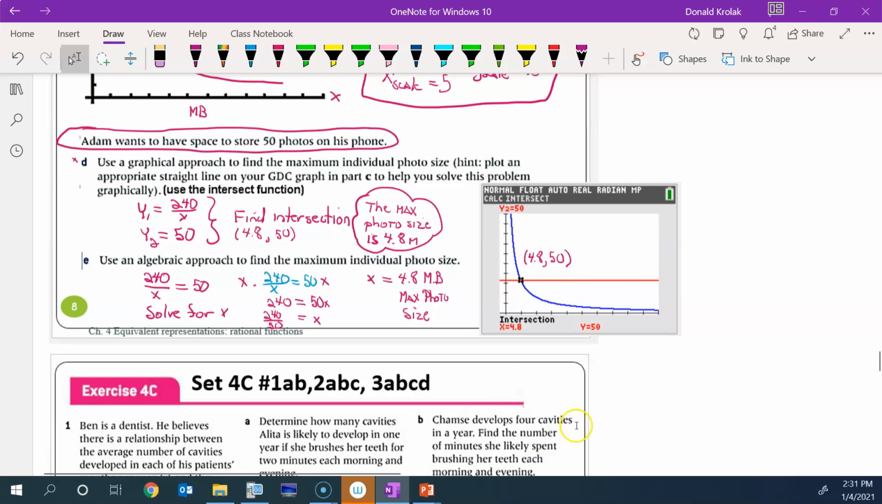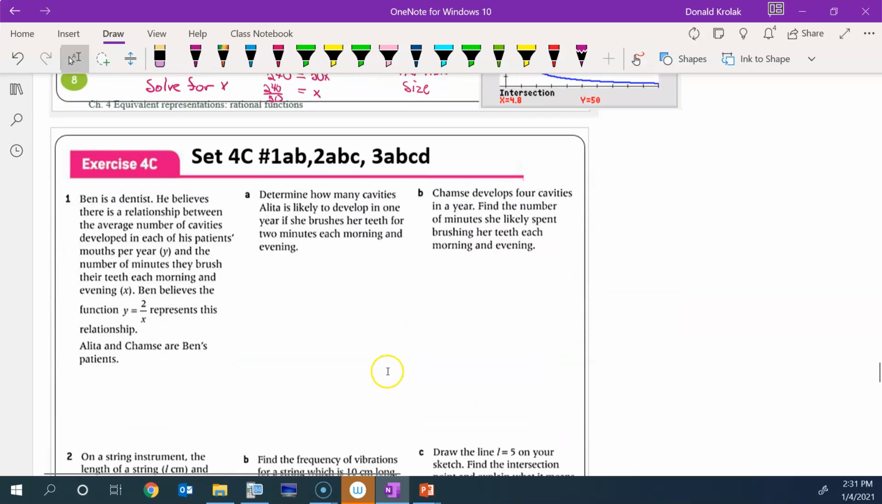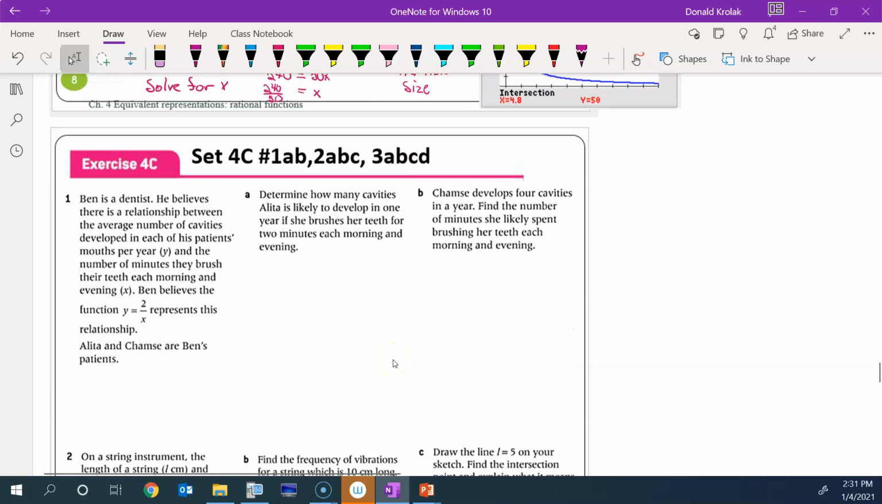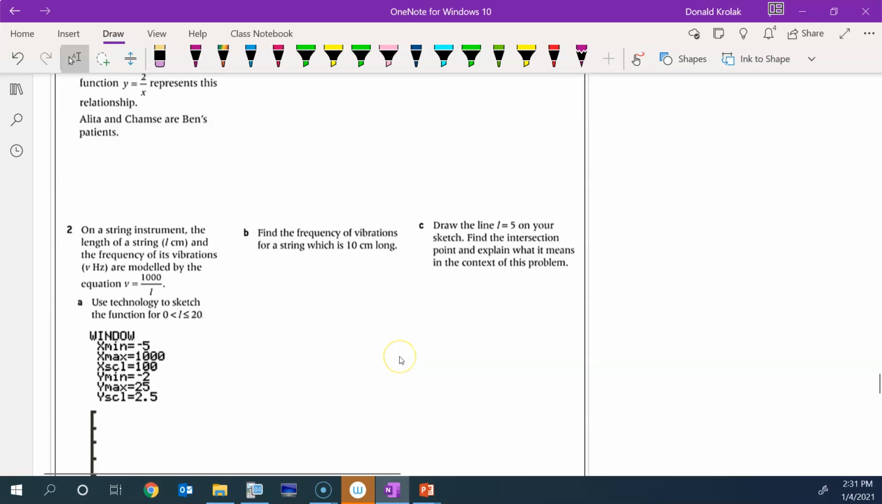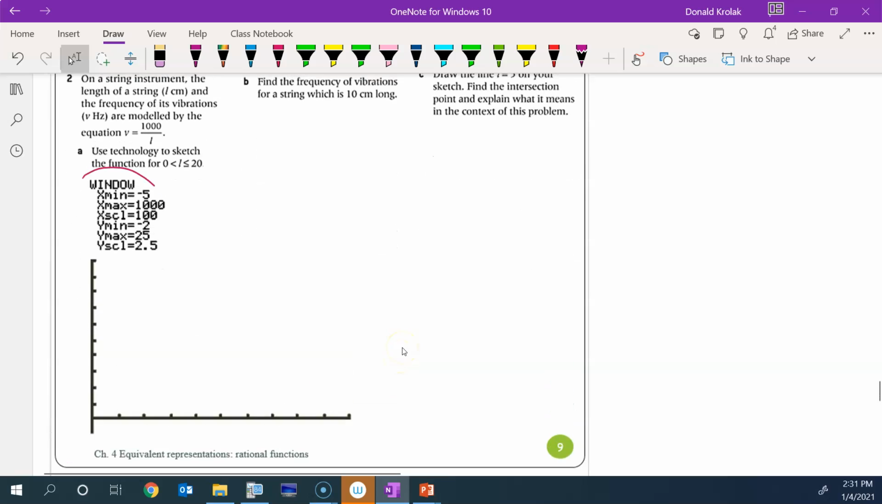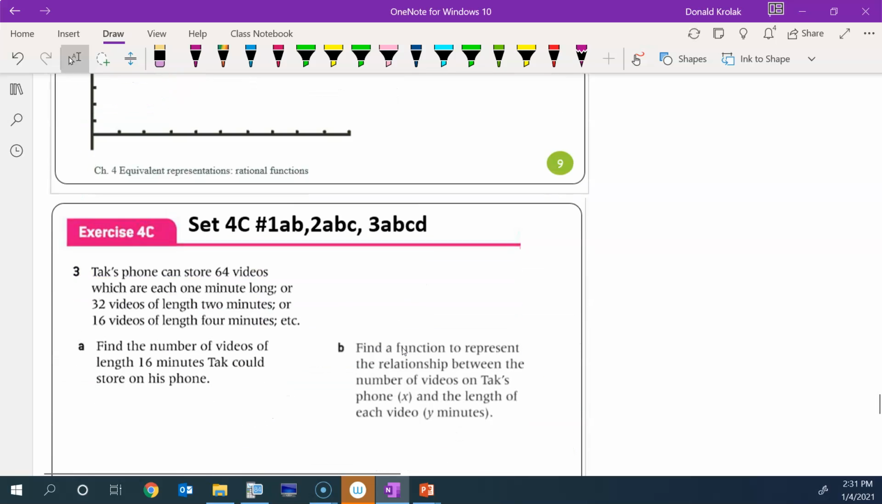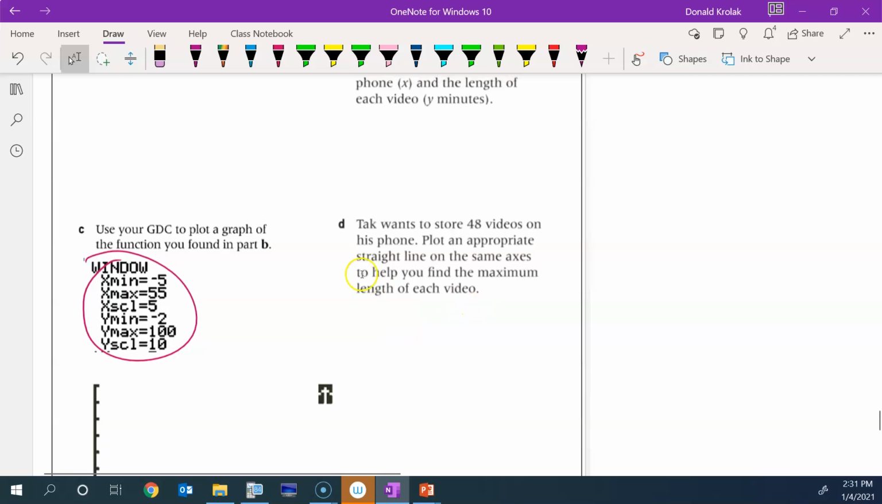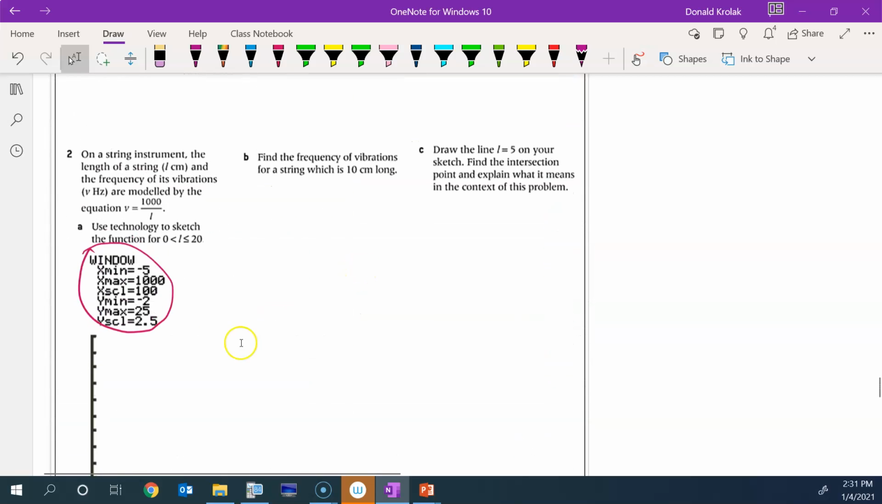All right, so your assignment is 4C, 1AB, and you can do the work right here. So I set it up so that you can do the work on all of these, set up the graphs for you, gave you the window that you need when you're graphing them so they all look the same. And that'll be due on Wednesday, January the 6th.